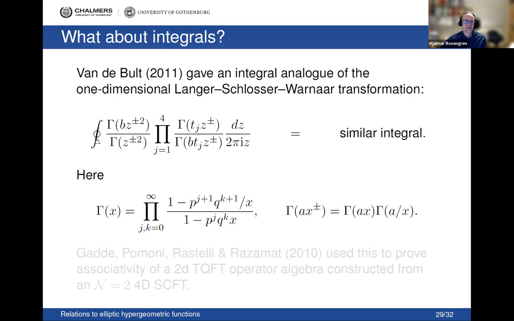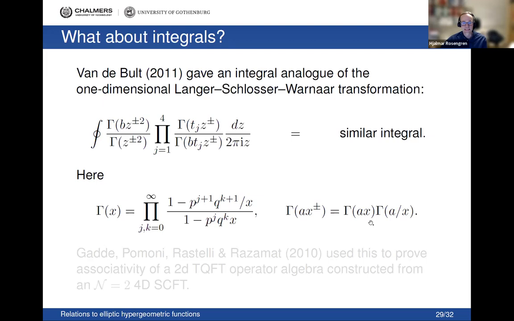Here you integrate over some contour in the complex plane. And the other side is basically the same thing, but you have to make some change of the parameters somehow. And here I actually wrote the definition of the elliptic gamma function. And if I have elliptic gamma functions with iterated argument, I just need a product of stuff.